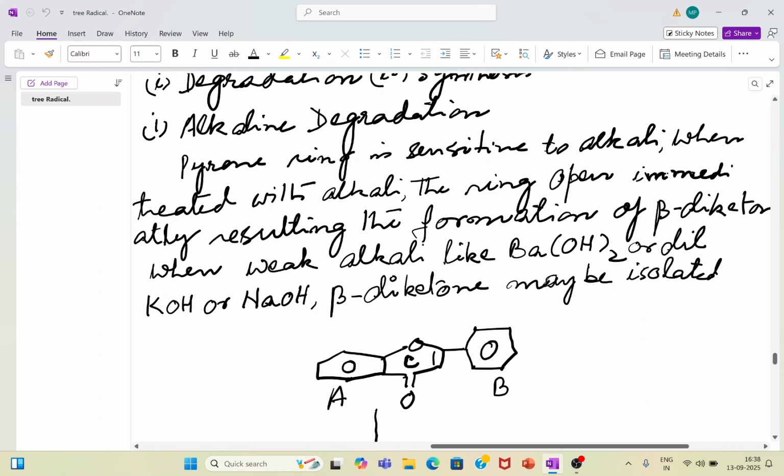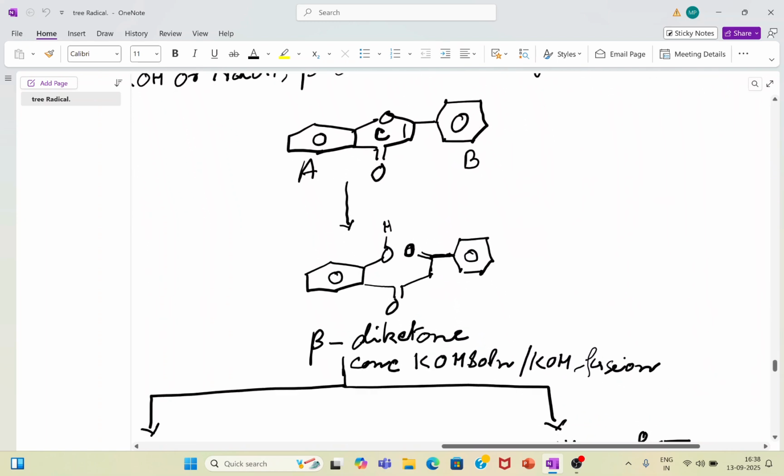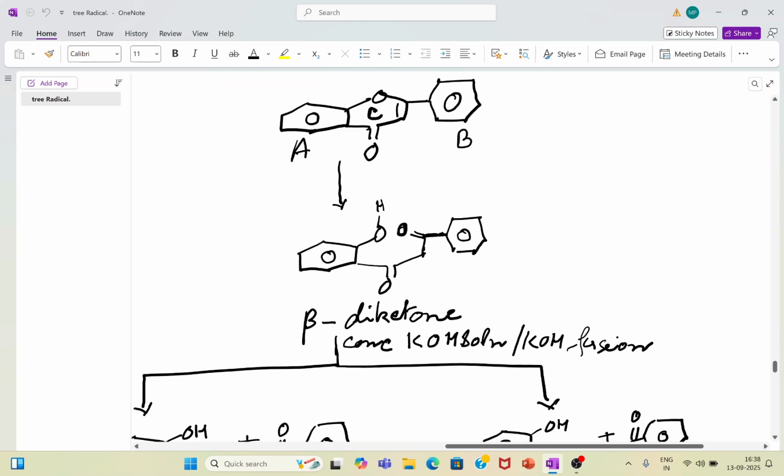Therefore, this gamma pyrone ring is very sensitive to alkali. That's why whenever you treat this compound with NaOH or KOH, this ring opens up. And by the cleavage of this ring, it results in the formation of the beta diketone, this one. This molecule is the beta diketone, and it is a pale yellow solid compound.